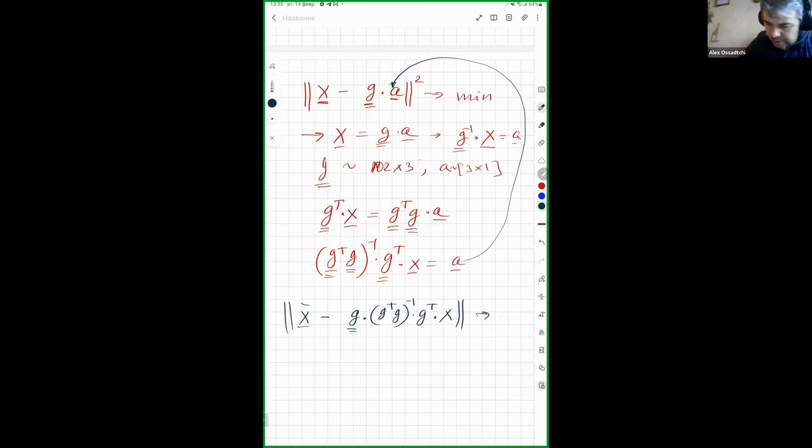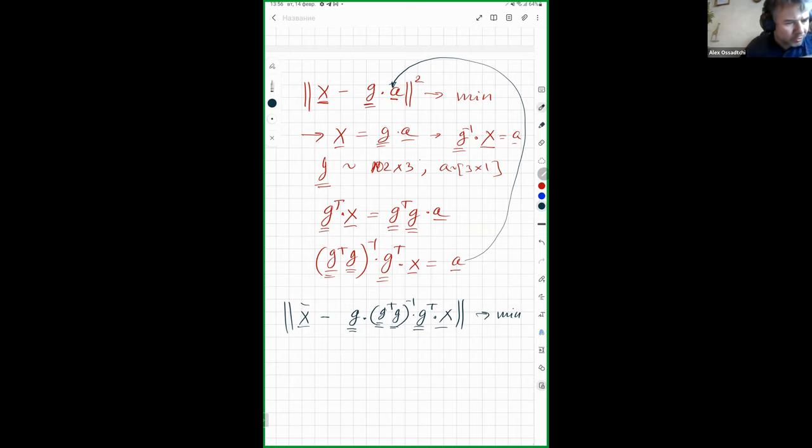And then again, this we want to minimize. The logic is exactly the same, except that now these G's are matrices. So this one gives you a vector, a linear combination that you can then multiply by G, which gives you the optimal topography, and that's it.